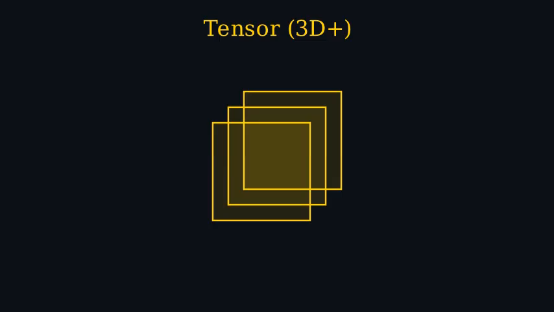A scalar is a zero-dimensional tensor. A vector is a 1D tensor. A matrix is a 2D tensor. When we go to 3 dimensions or higher, we just call them tensors. This is where tools like Google's TensorFlow get their name.